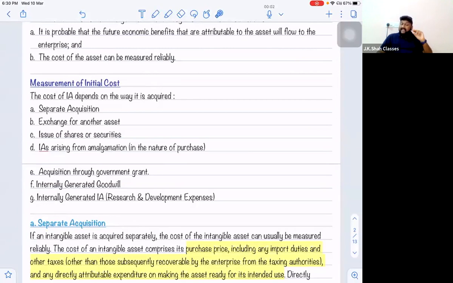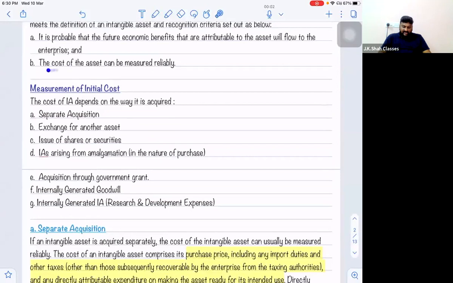And self-generated goodwill does not fulfill the recognition criteria. The second recognition criteria, as you can see on your screen, is that the cost of the asset can be measured reliably. But sir, in case of self-generated goodwill, cost cannot be measured reliably. That is the reason why self-generated goodwill is not shown in the balance sheet. I hope this point is clear. Correct?